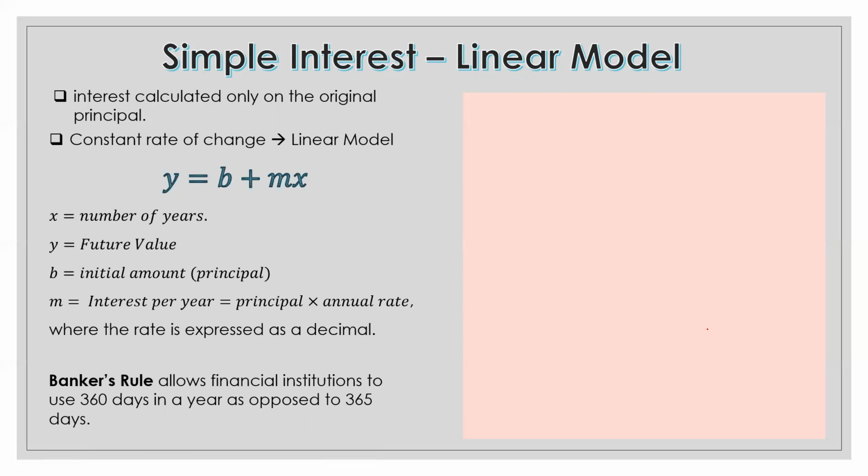Now, one thing that we need to pay attention to is the banker's rule that allows financial institutions to use only 360 days a year as opposed to 365 days. So keep that in mind. Why is that? I think mathematically the number 360 has a lot more multiples and factors than the number 365, right? So it's nicer to use 360 than 365. So the number of days in a year for the bank is 360.